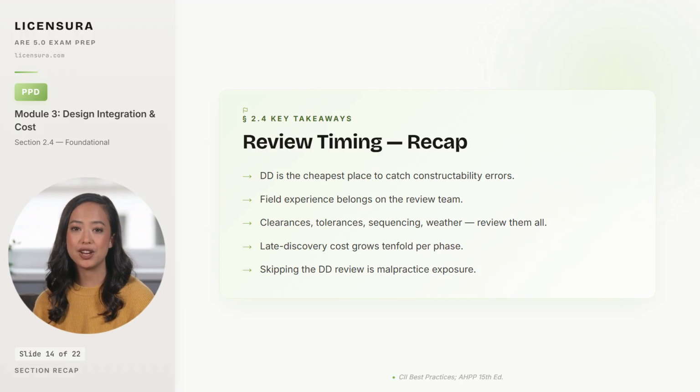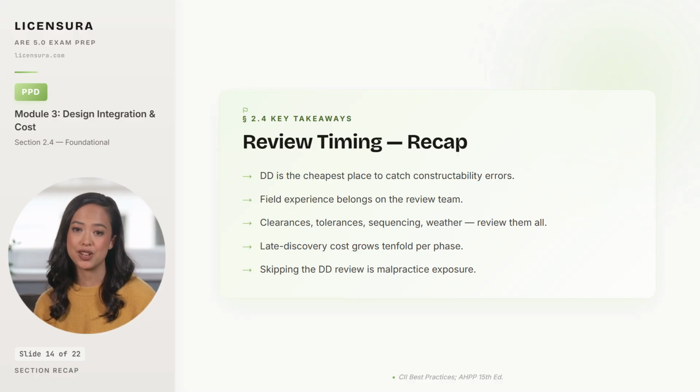4 takeaways on constructability review timing. DD is the cheapest place to catch constructability errors because the design has enough detail to spot them and enough flexibility to fix them without throwing away significant work. Field experience belongs on the review team. A constructability review without someone who has actually built something is a review by people who only know what drawings look like, and the exam expects you to recognize that gap.